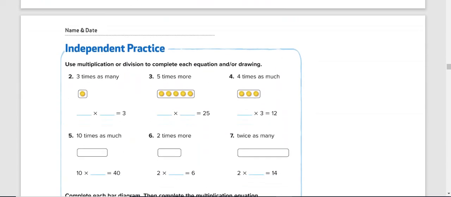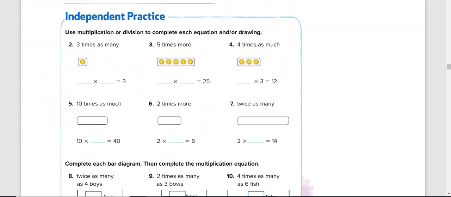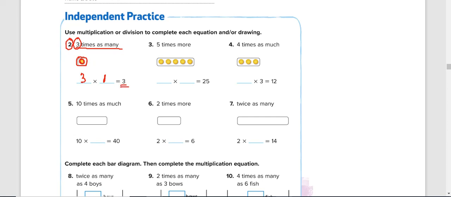Alright, now to the independent practice. For question number 2, it says 3 times as many. So the first thing you should do is, how many circles or groups do you have here? It is just 1, so you have 1. Then since it is 3 times as many, put 3 here. So 3 times 1 will give you 3. Question number 3. 5 times more. Count the number of circles. 1, 2, 3, 4, 5. So this is 5. But it is also 5 times more. Another 5. 5 times 5, 25.